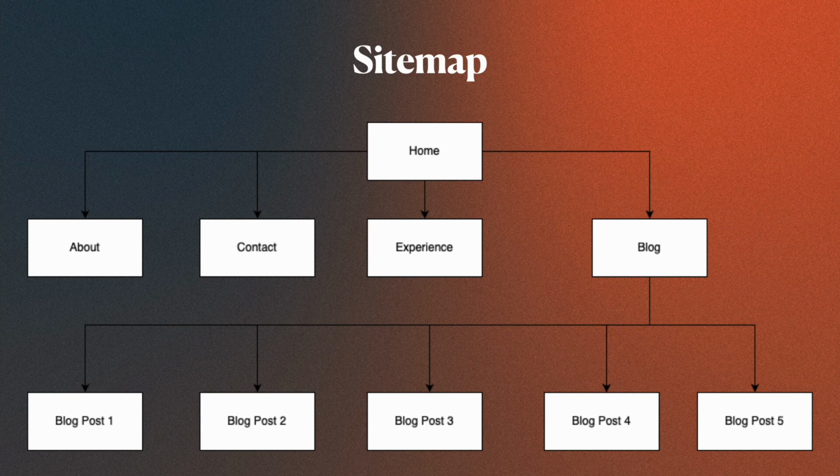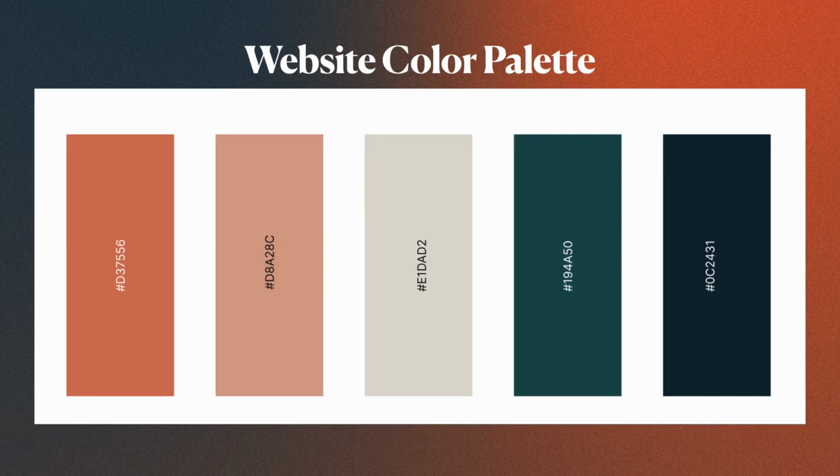Looking at the site map, it's a very flat website. So we have the homepage, which links to the About, Contact, Experience, and blog pages. On that blog page, there are multiple links to meet the requirements, 5 blog posts specifically, more could be added. The website color palette was something I spent a bit of time with. I wanted to use a mixture of colors to have a nice amount of natural feeling contrast.